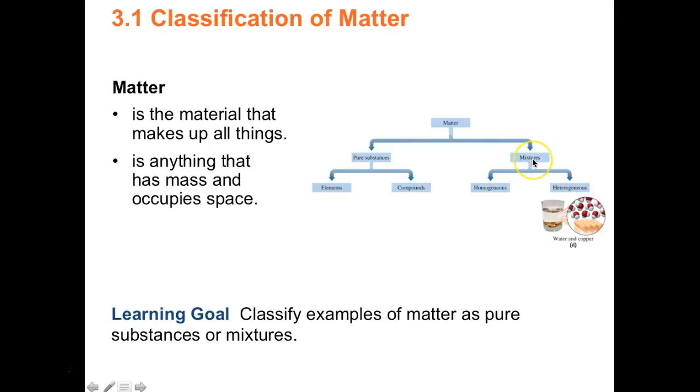Now, mixtures are where things are mixed together, but there's no definite ratio or proportion in which the mixing happens, all right? So, for example, if you mix a teaspoon of sugar in your tea, again, there's no chemical bonding being formed. There's no set formula for that mixture. You could have easily mixed in 2 teaspoons of sugar and it would still be a mixture, all right?